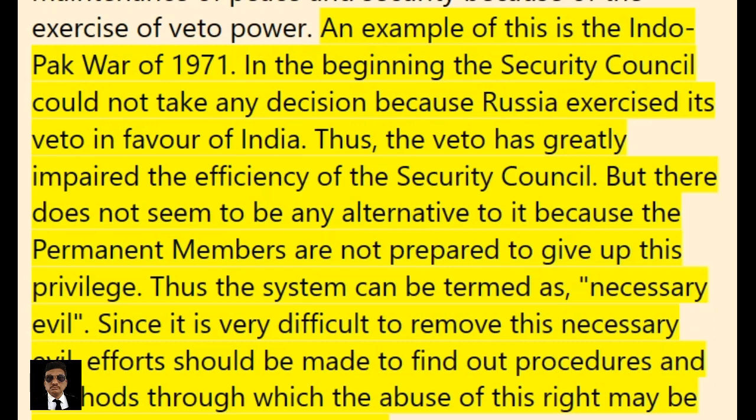But there does not seem to be any alternative to it because the permanent members are not prepared to give up this privilege. Thus the system can be termed as a necessary evil. Since it is very difficult to remove this necessary evil, efforts should be made to find out procedures and methods through which the abuse of this right may be checked or at least restricted.